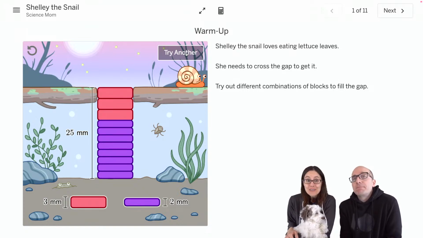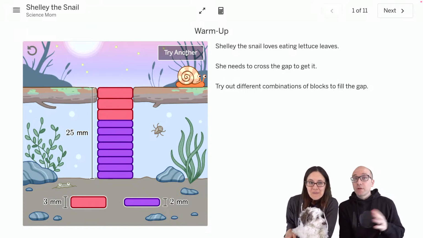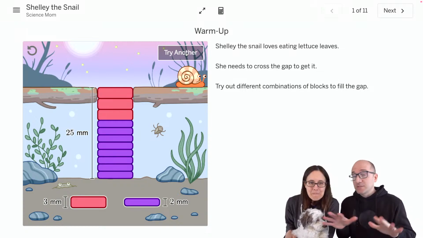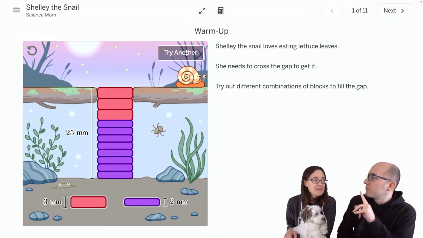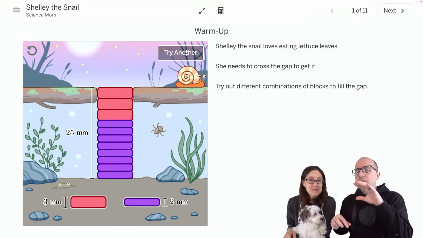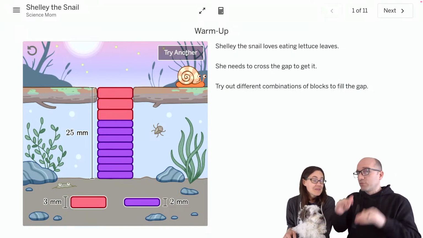How many combinations are there? Yeah, so that's a real good question. My guess is as a class, we'll actually be able to come up with all the different combinations. Now, I have a different question for you. Does it matter whether we do the red blocks first or the purple blocks first, or if we mix them?